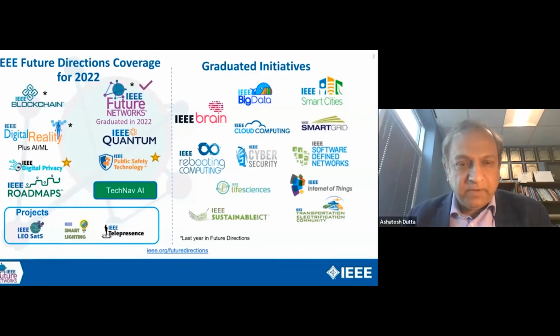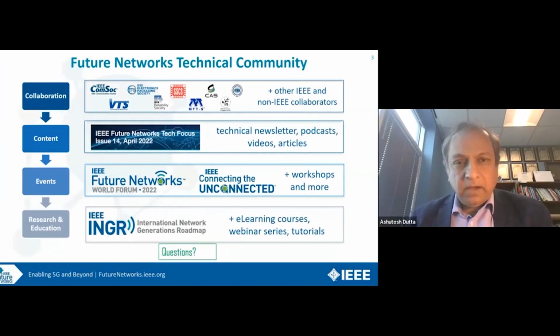So very briefly, IEEE Future Networks was born about 6 years back, and it was incubated within Future Directions. This year, it became a full-fledged technical community. So the Future Networks technical community graduated from Future Directions. And now there are 9 societies, ComSoc being the prime society who is managing this. There are other 8 societies who are part of it, our financial sponsors.